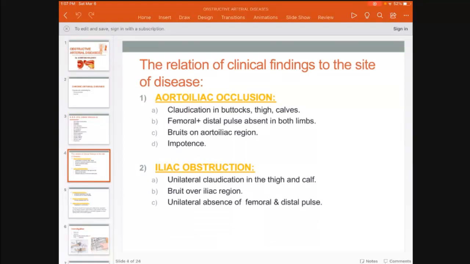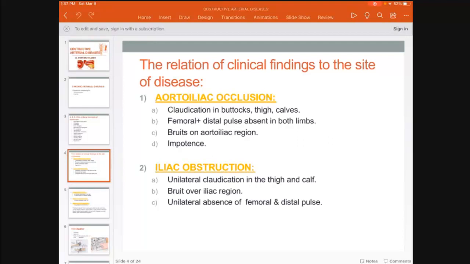Now, this is how we know the signs and symptoms of lower limb ischemia. How can you decide it? By intermittent claudication, according to the distance of the walk and the time to relief, we decide the obstruction, whether it is a mild, moderate, or severe one. This is how to know the severity.